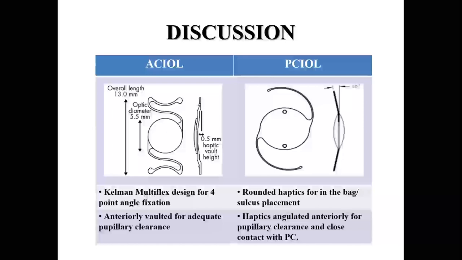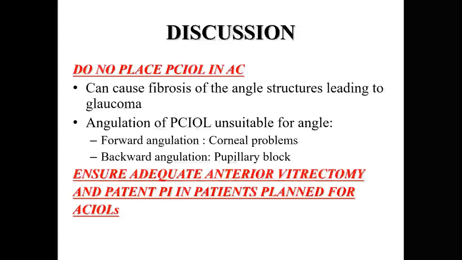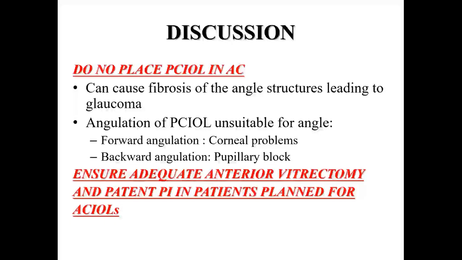Whereas with regards to a PC IOL, the haptics are angulated anteriorly for pupillary clearance and close contact with the PC. So why do we say that we should not place a PC IOL in the AC? Because it can cause fibrosis of the angle structures leading to glaucoma. Also, the angulation of the PC IOL makes it unsuitable for the angle. If you place it with a forward angulation, it can cause corneal problems, whereas if you place it with a backward angulation, it can cause a pupillary block.